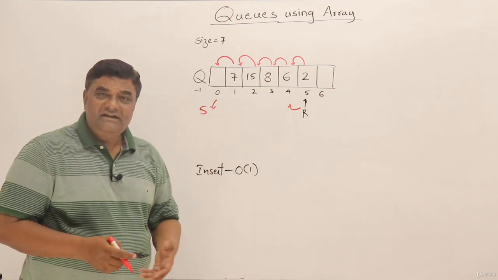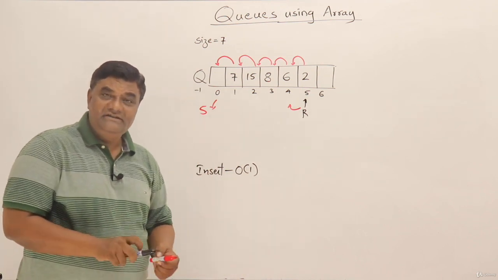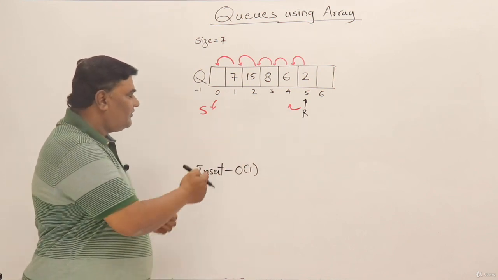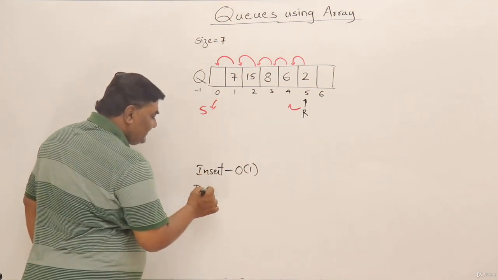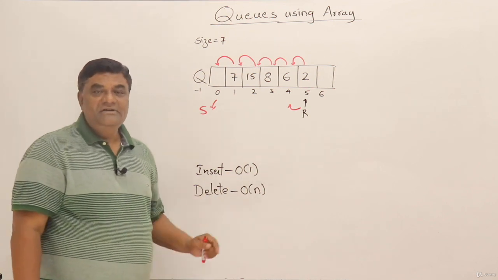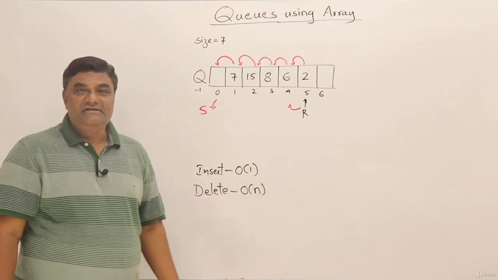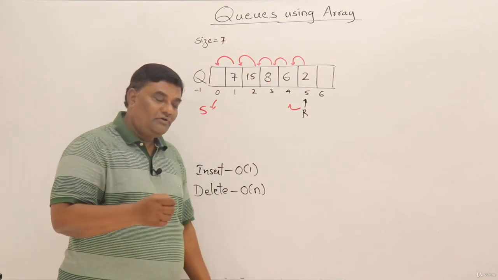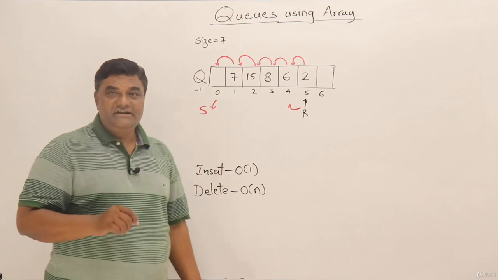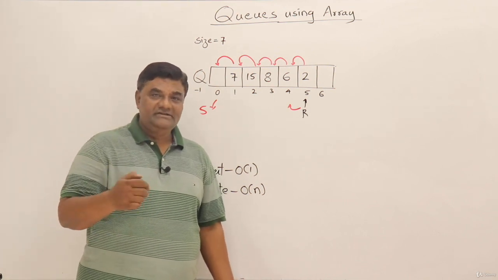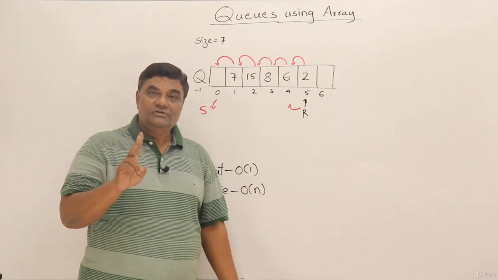And for shifting the elements, how much time does it take for deleting an element? Order of n. As many elements as there are, you have to shift all of them. So delete operation takes order of n time. So insertion takes order of 1 time, deletion takes order of n time. So this is the drawback and we want to remove this drawback and make the delete operation also take constant time. So let us see the next method of implementation by using two pointers.